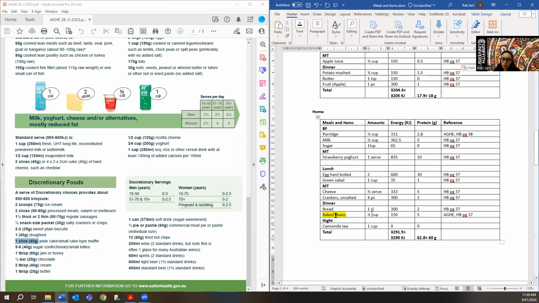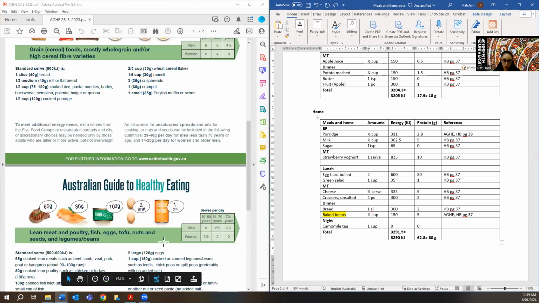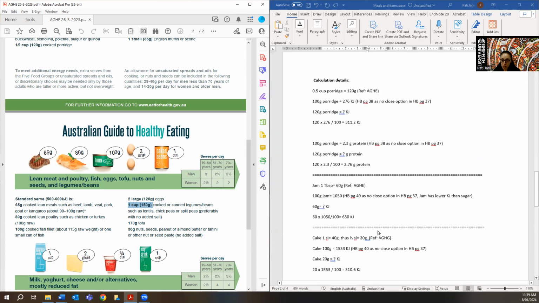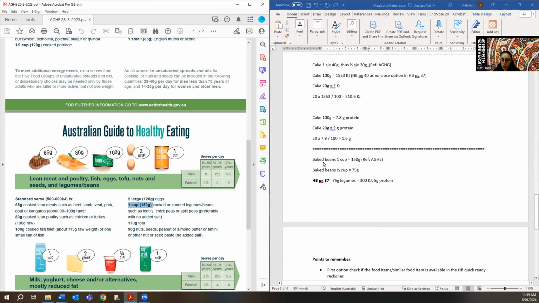So now, when I look at baked beans, how do I have baked beans over here? 1 cup. Okay. So what is 1 cup? 1 cup is 150 grams. Okay. So over here, I'll show you the scaffolded one again. Baked beans, 1 cup is 150 grams.